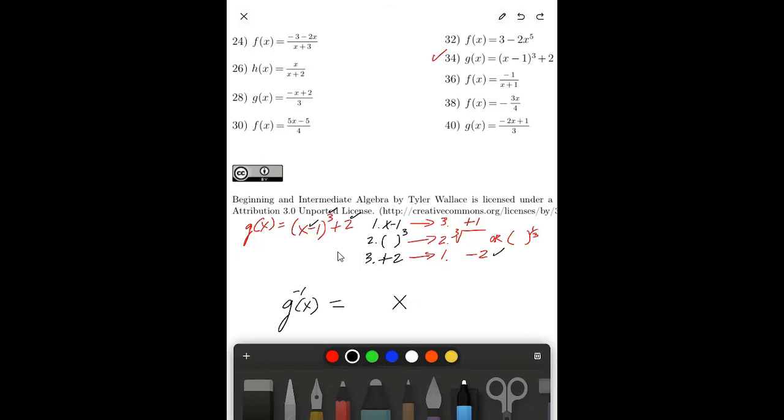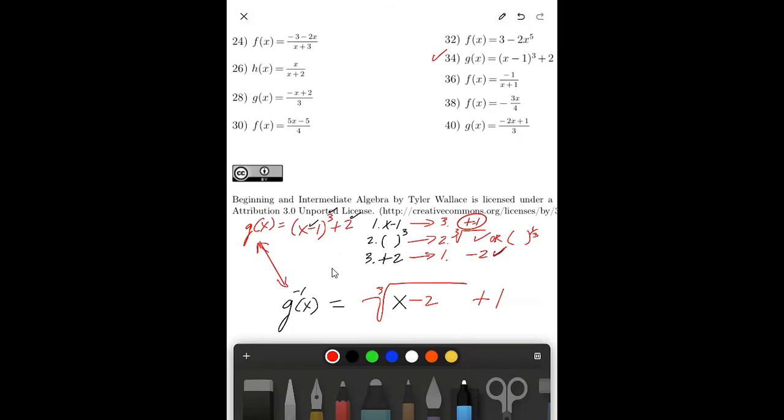Let's make this red. So I'm going to subtract 2. Done. And then I'm going to take the cube root of the difference. So I'm going to take the cube root. That's this. And then I'm just going to add 1. I add 1. And that's the inverse. We're done. Pretty straightforward. Now, I'm going to check these two to see, in fact, if they are inverses.